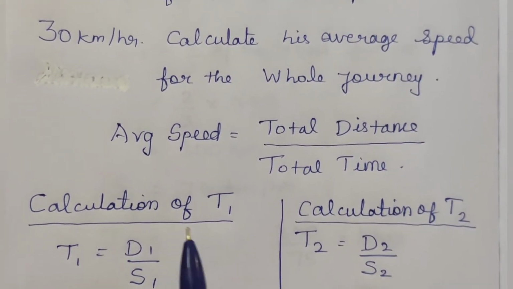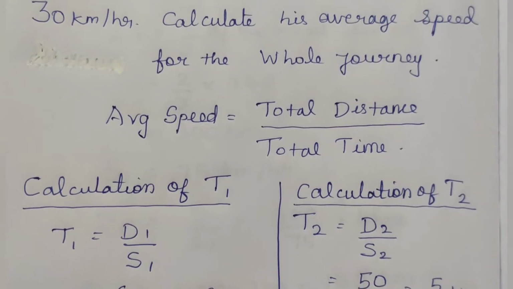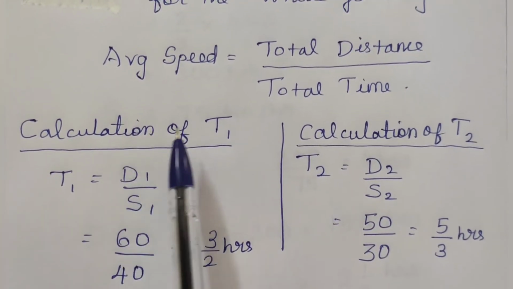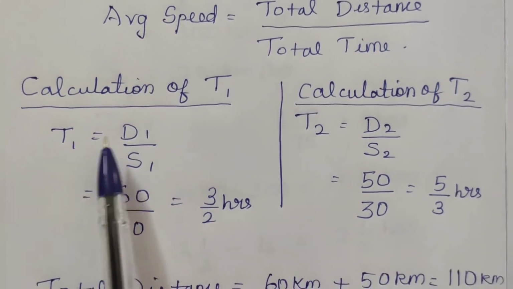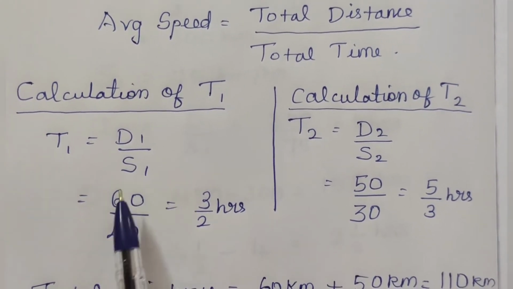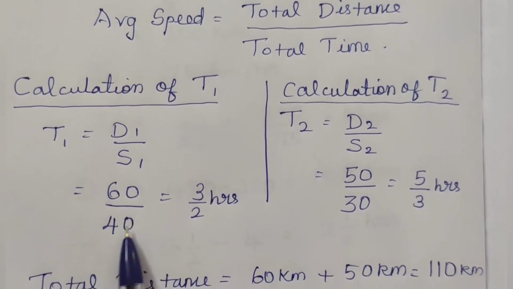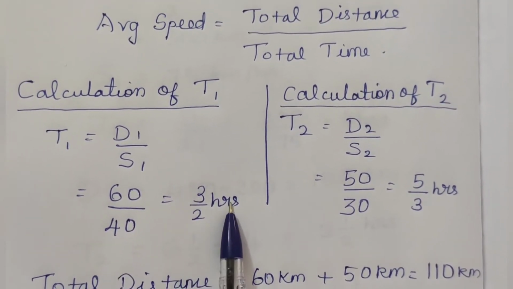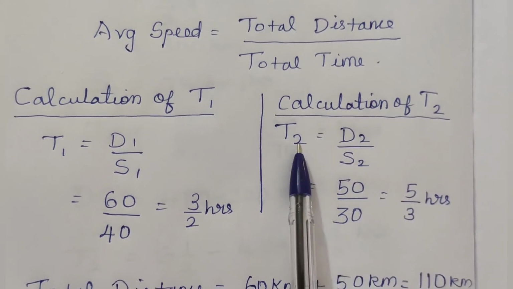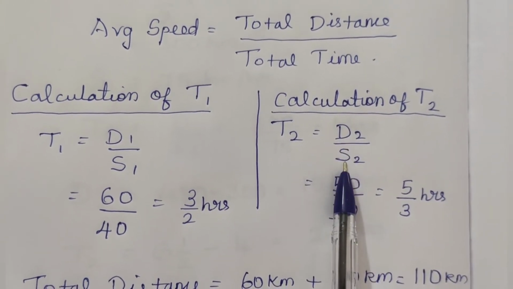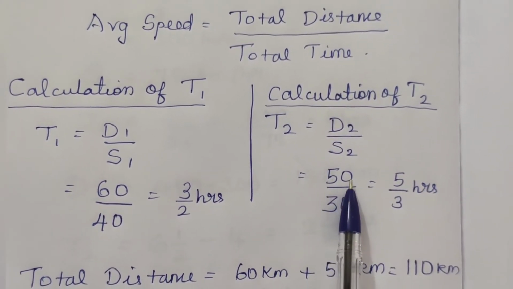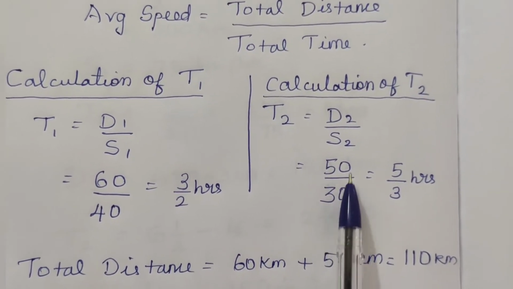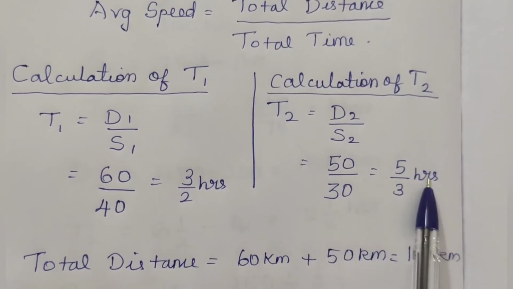See, there are two parts of the journey. The journey is covered in two parts. Calculation of time 1: time 1 is equal to distance 1 by speed 1. Distance 1 is 60 km, speed 1 is 40 km per hour. 0 gets cancelled, 3 by 2 hours. Calculation of time 2: distance 2 divided by speed 2, 50 km divided by 30 km per hour. 0 gets cancelled, 5 by 3 hours.